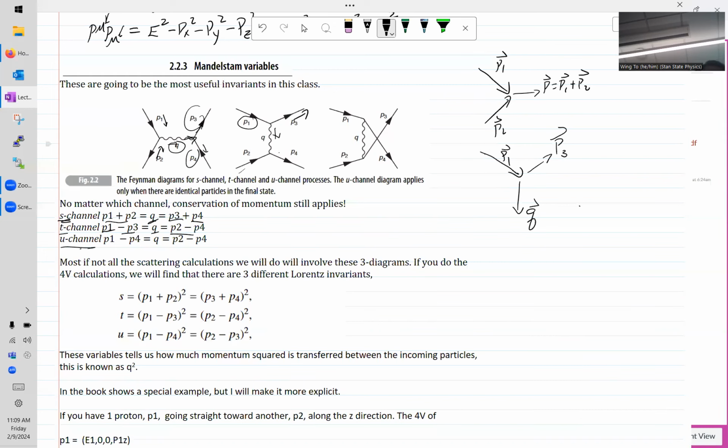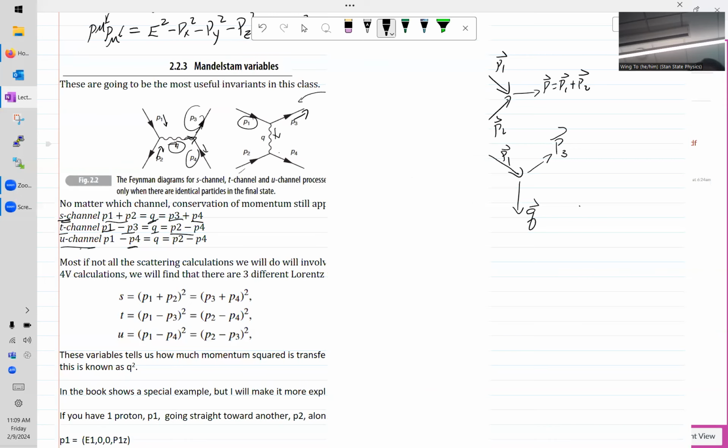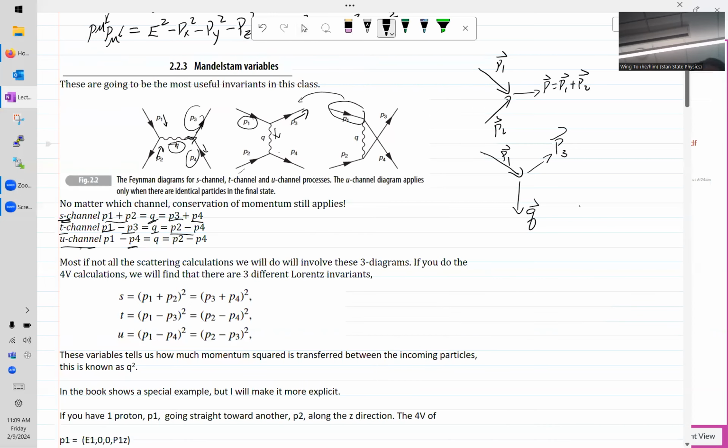Very similarly, the U channel is the same thing as the T channel, but instead of P1 minus P3, you have to swap for P4, because remember P4 for the U channel actually came from particle 1, right? Because you have an exchange of particles between the top and the bottom of the diagram. So this one's related to this one, and this one's related to this one, okay? You're just exchanging 3 and 4, and then the last one is, this is supposed to be 3, yeah.